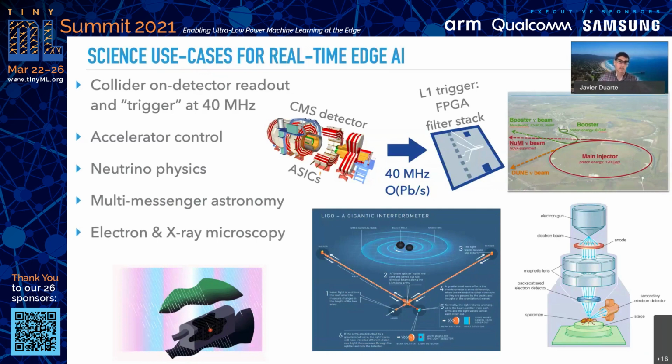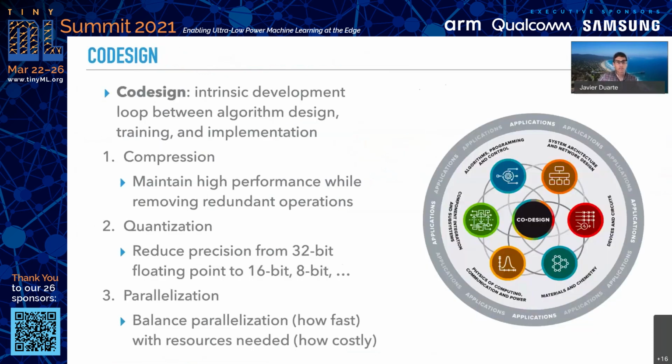So of course, to deploy these real-time edge AI algorithms in these systems, we often need to develop specialized versions of them. And the way we accomplish this is through this principle of co-design, which is of course the intrinsic development loop between the algorithm design, training, and hardware implementation. So the common tools of the trade include compression, where we try to shrink the algorithm as much as possible while retaining performance. So we want to reduce redundant operations that are not needed. Quantization, where we reduce the precision of the operations. And parallelization, where we balance how fast we need the result with how many resources we have available, or the power, if there's power constraints as well.